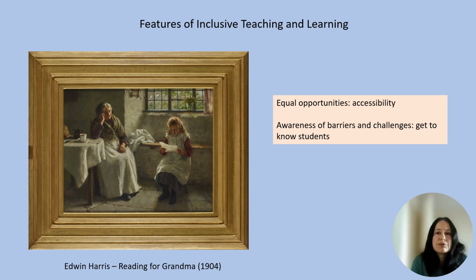Now, as I said, inclusive teaching and learning has to help students meet the needs that I have talked about in the previous slides. And one important feature of that is offering equal opportunities through accessibility. So accessibility of the venue, accessibility of the learning materials, but also being aware that not all barriers and challenges are immediately visible. So it is important to get to know students, talk to them, and become aware of what their difficulties are so that one can meet their needs more effectively.